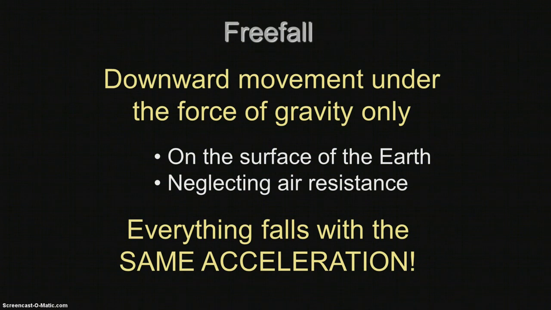We need to conduct experiments to see if heavier things do fall faster than light things, and they don't. If we are able to take air resistance out of the equation, then on the surface of the Earth, neglecting air resistance, everything falls with the same acceleration. We call this free fall, which is the downward movement under the force of gravity only.